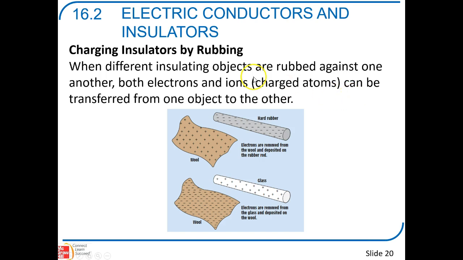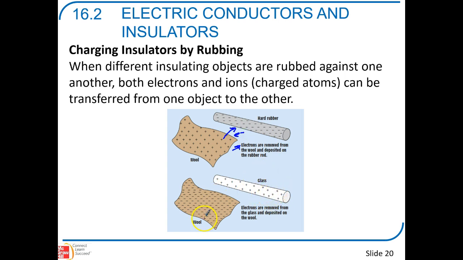This is showing you how to charge an insulator by rubbing. We're not charging metals here. We're going to charge non-metals, rubber, glass. When we charge these things, we basically just use friction, so we rub the two together. If I take wool and rub it against some hard rubber for long enough, I'll notice that I have a negative charge on the hard rubber and a positive charge on the wool. Electrons are removed from the wool and deposited on the rubber, so we're moving the electrons from one object to the other.